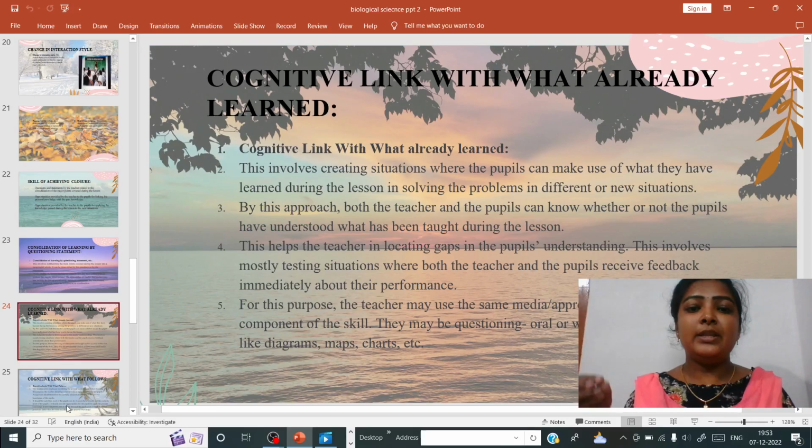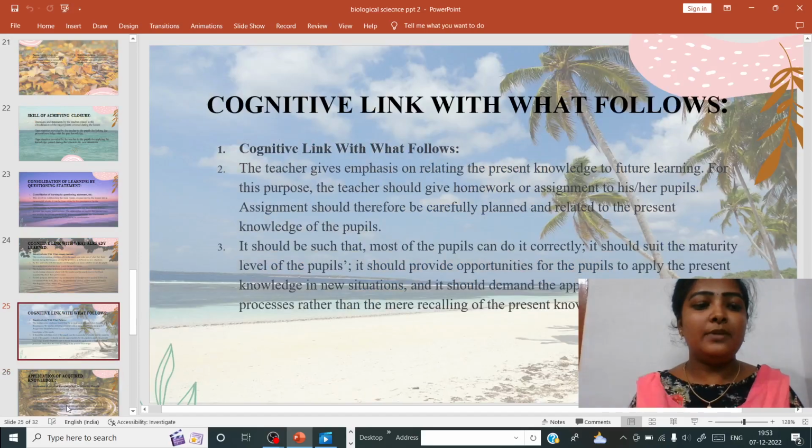In this part, the lesson involves solving problems in different or new situations. By this approach only, both the teacher and the pupils can know whether or not the pupils have understood what has been taught during the class. That is to be formed as a cognitive link with what has already been learned. After that, the cognitive link with what follows.